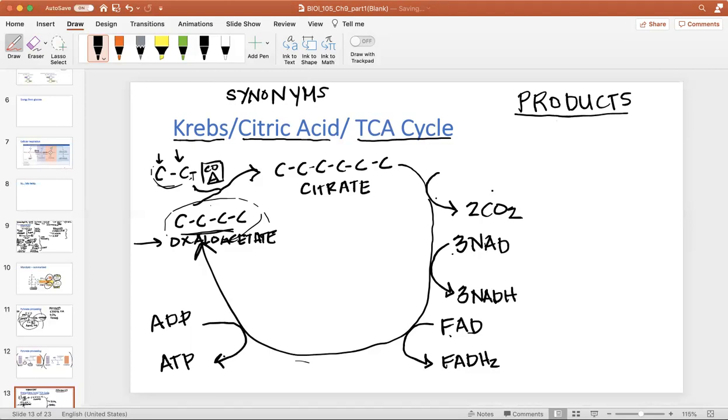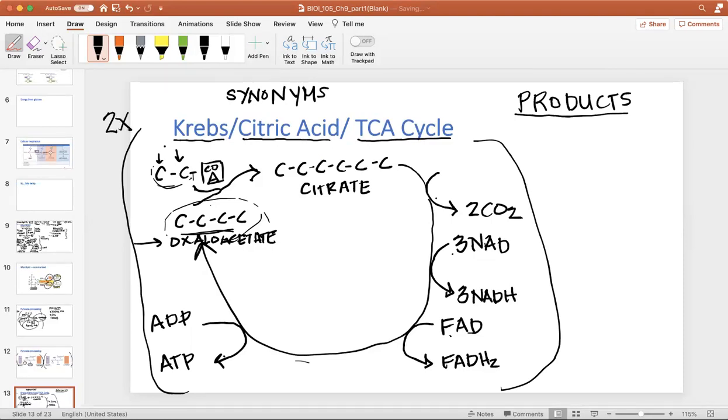Okay, so I said that you get 2 carbon dioxide for an acetyl-CoA. But again, remember that for every molecule of glucose, this cycle is going to happen 2 times because we had 2 molecules of acetyl-CoA to go into this, didn't we? So you're going to end up with 4 CO2 being lost. That's interesting. Why is that interesting? Let's go back a second.